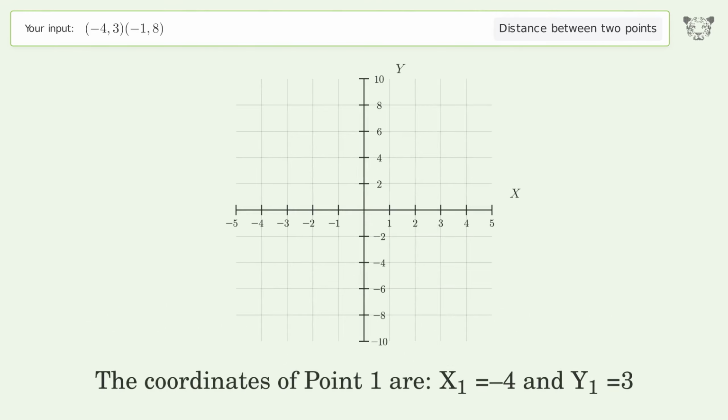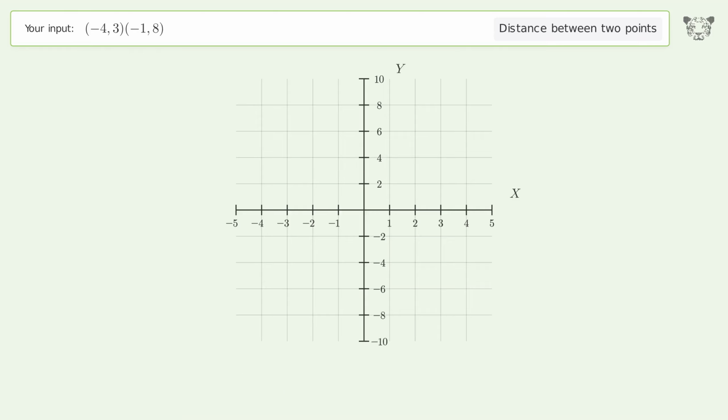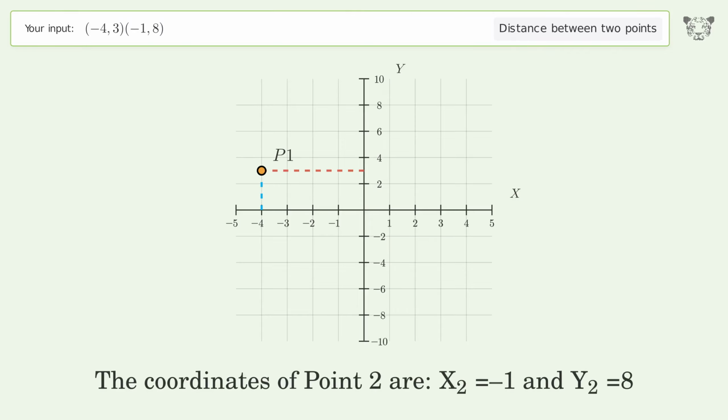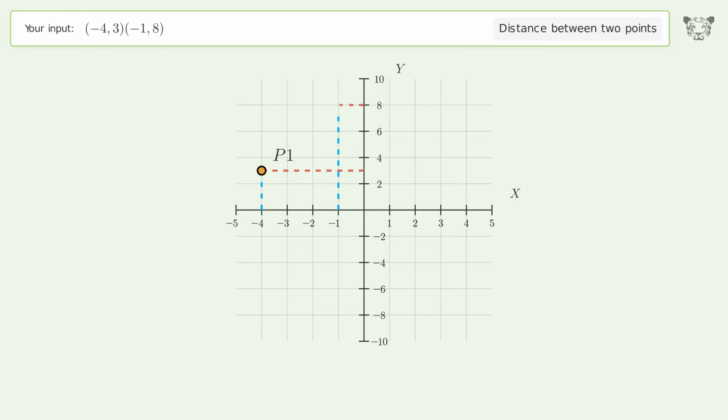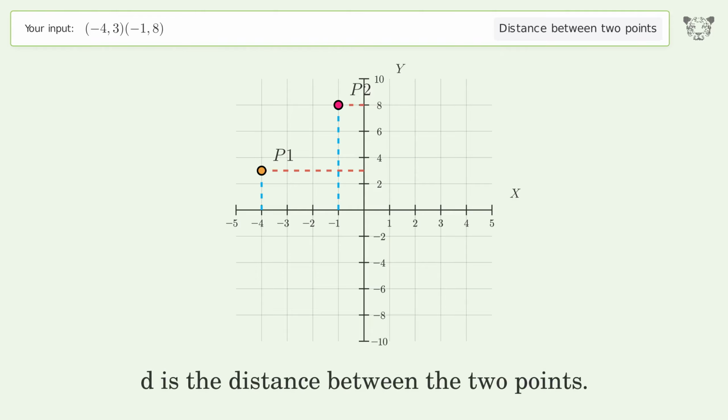The coordinates of point 1 are x1 equals -4 and y1 equals 3. The coordinates of point 2 are x2 equals -1 and y2 equals 8. D is the distance between the 2 points.